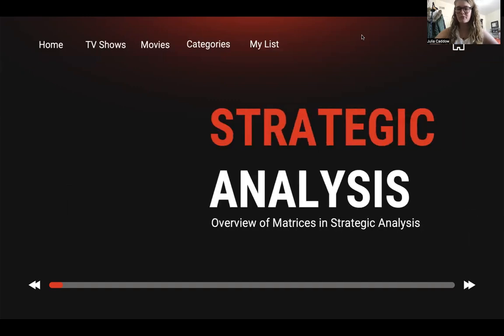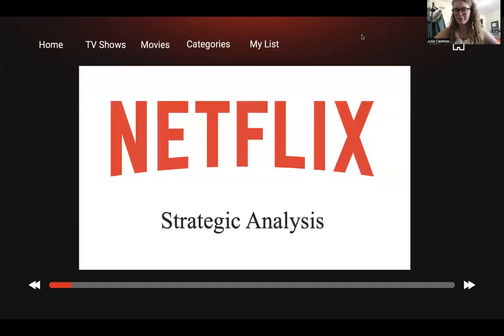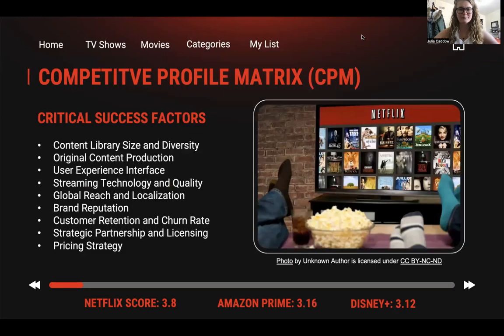First up, let's go over the strategic analysis and each one of the matrices within it. This will be a high-level overview, so I'd encourage you to view the full strategic analysis in order to view each matrix separately. First up, we have the competitive profile matrix, or the CPM.